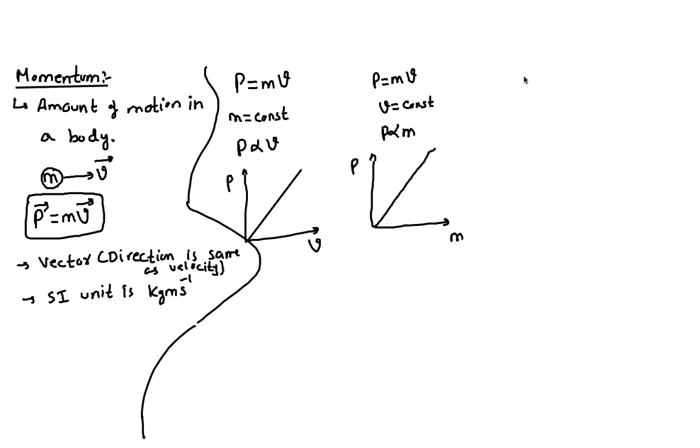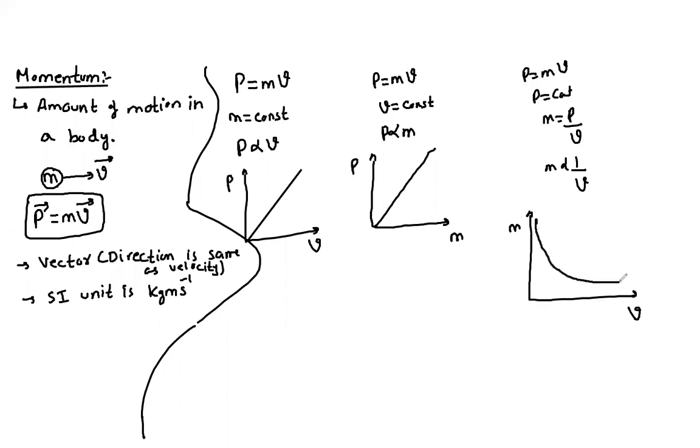But if I say that momentum is constant, you have to plot the P versus V graph. If P is constant, then m is equal to P by v, so m is inversely proportional to v. Sania, what would be the shape of the graph now? It's inversely proportional. If I'm increasing v, this m will decrease. So taking v here and m here, the graph will be hyperbolic. This would be the shape of the graph. Clear?